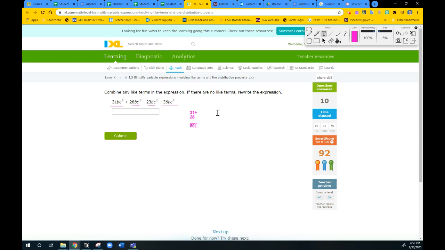Okay, so that's one. And then what's negative 23 plus negative 36? That's going to be negative, because negative added to negative will give you more negative, right? So that's going to be negative 59. So what's negative 59 plus positive 59? 0. So these actually cancel out and give you 0 bc squared. Well, you don't have to write bc squared anymore, because the answer is 0 anyway, right?